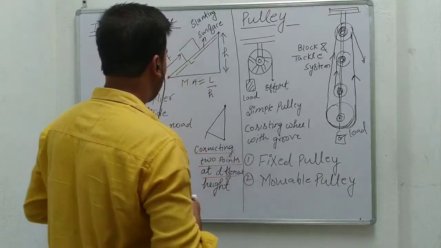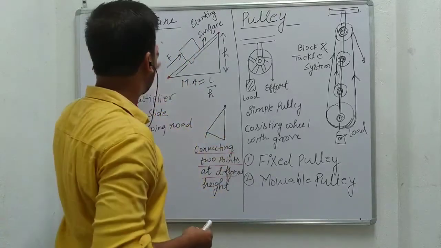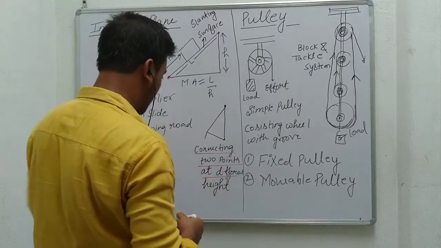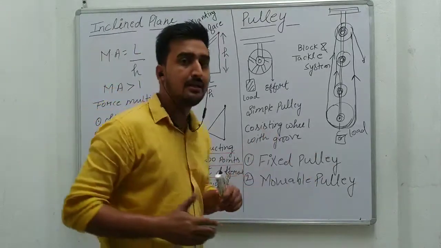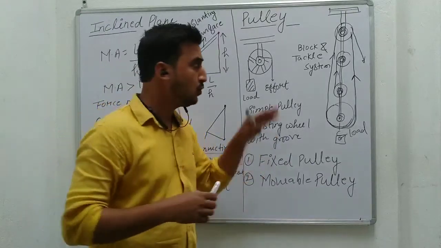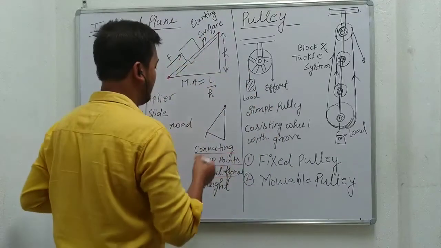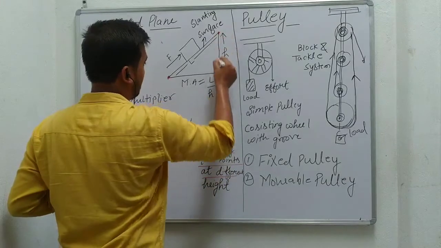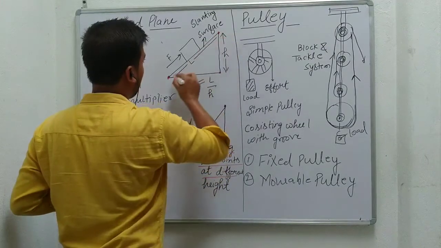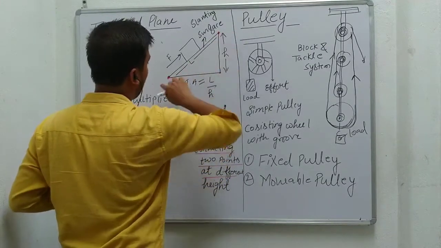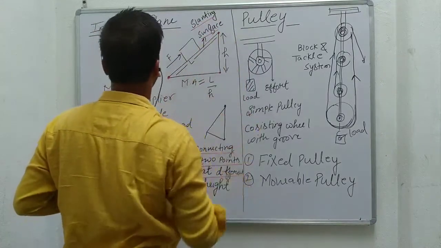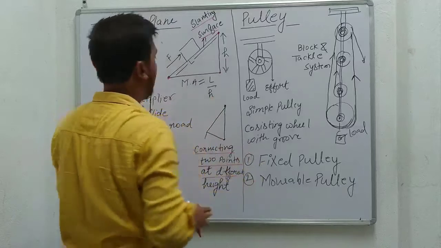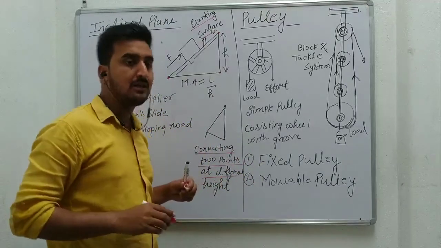An inclined plane is basically used for connecting two points at different heights. Means it is used to connect two points which are at a different height. So here you can say, suppose these are the two points, we can connect these two points by this slanting surface. This slanting surface and this combination is an example of an inclined plane.